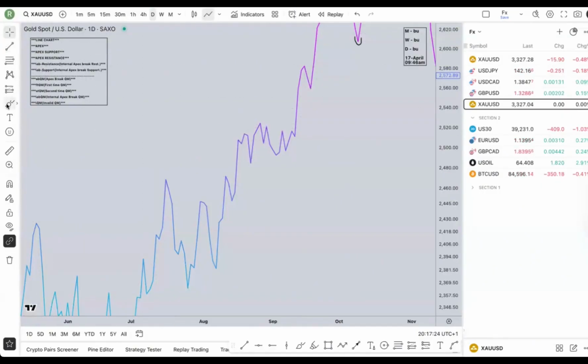So finally, before we go into the next topic, there was a break here. Now we have internal IAB resistance valid, it broke out here. This was the last point. This is apex support.